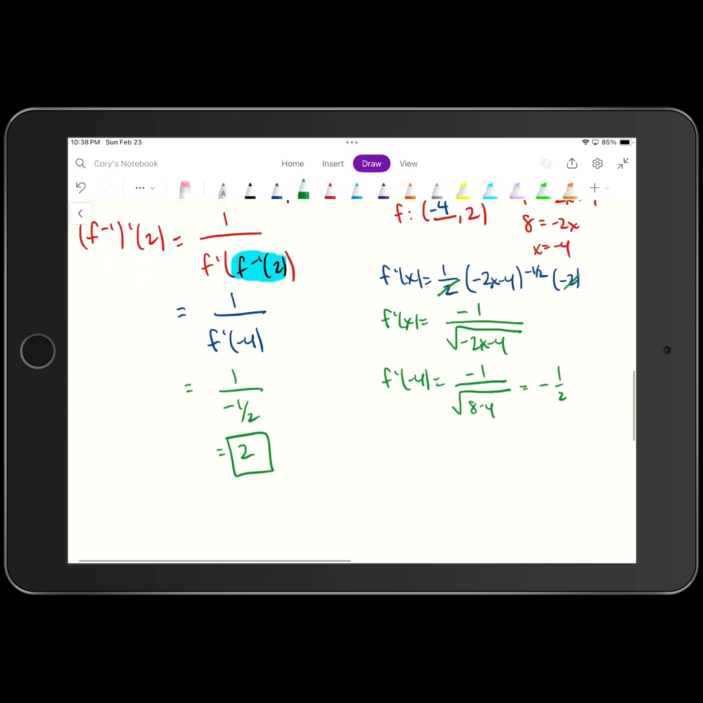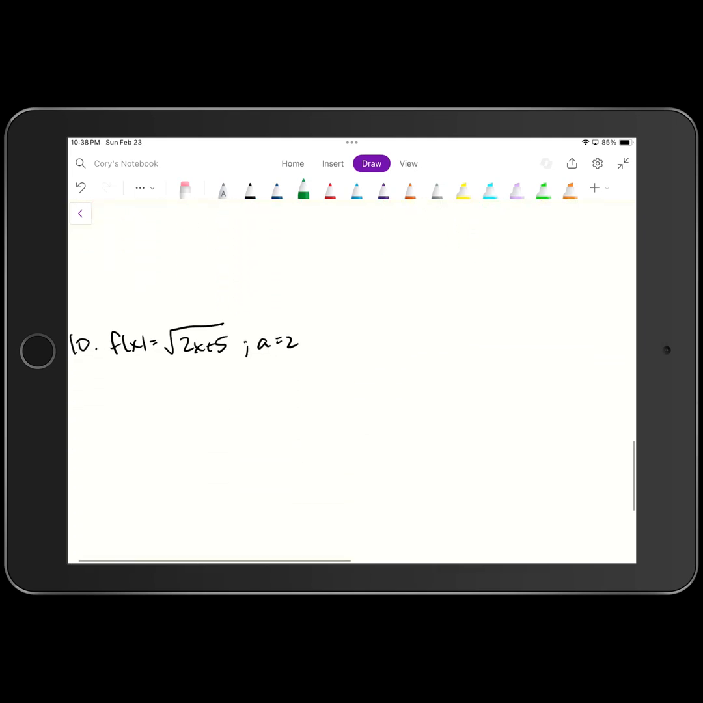I want you guys to use the same approach to give number 10 a try. For number 10, your function is f of x equal to rad 2x plus 5, and your a value here is 2. I want you guys to try this one on your own. Pause the video to do that, and whenever you're done, unpause the video and we'll discuss together.